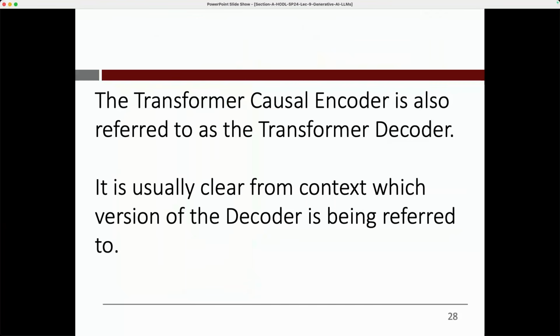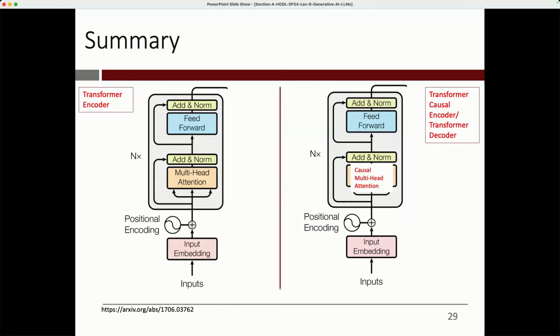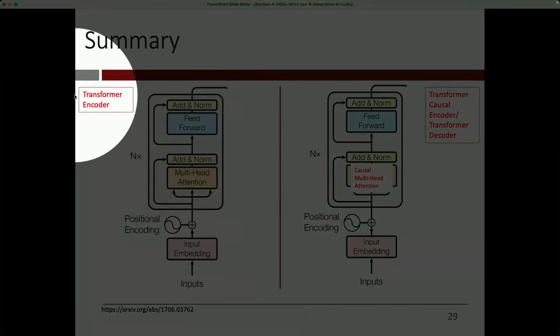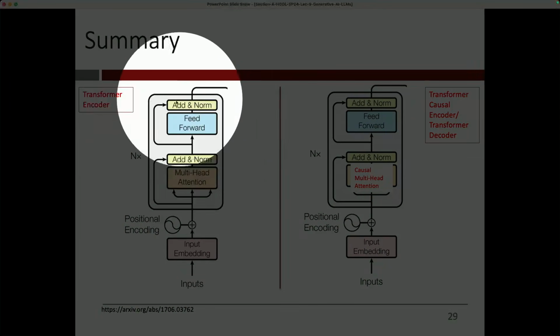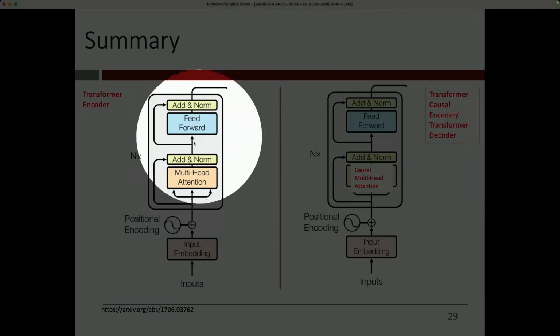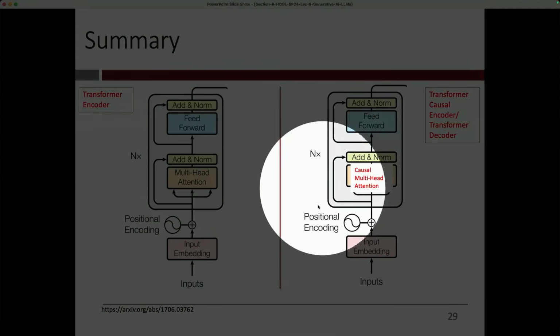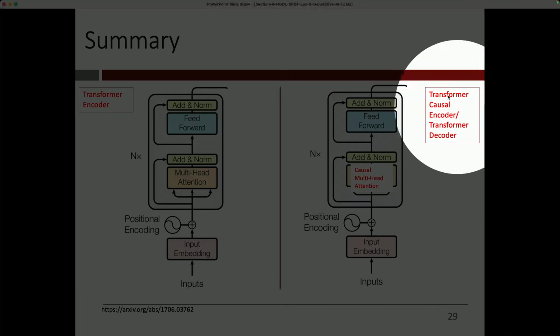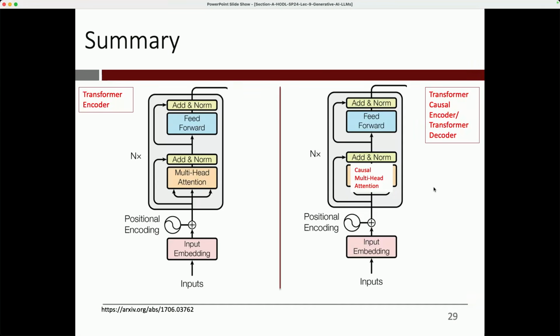All right. So to summarize where we are, this is what we looked at last week for BERT, and this is a transformer encoder. And we take the same thing, and instead of multi-head attention, we do causal multi-head attention. We get the decoder, aka causal encoder. Okay? And we use the left for masked prediction. We use the right for next word prediction.